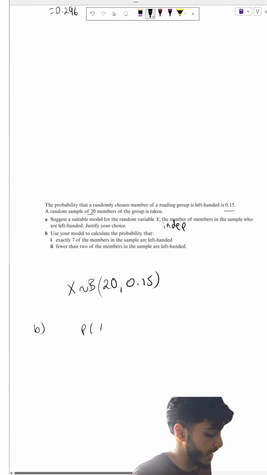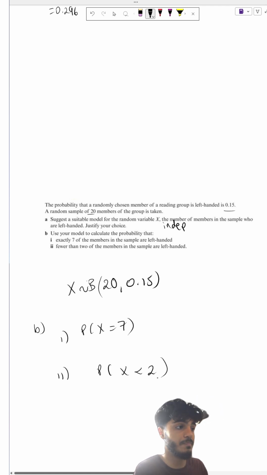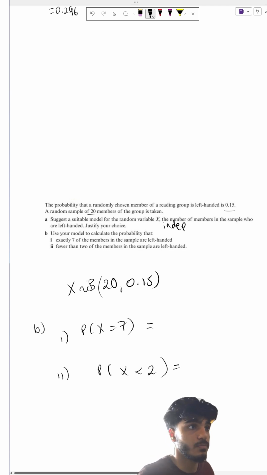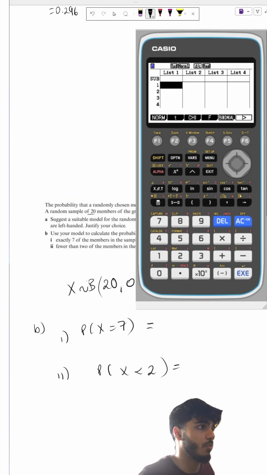Probability that x equals 7, and that's part A. Part B, probability that x is less than 2, because fewer than. If it's at least 2 or at most 2, then we're using less than or equal to, but here it's just going to be less than. Now I'm going to put this into my calculator. I'll do both.